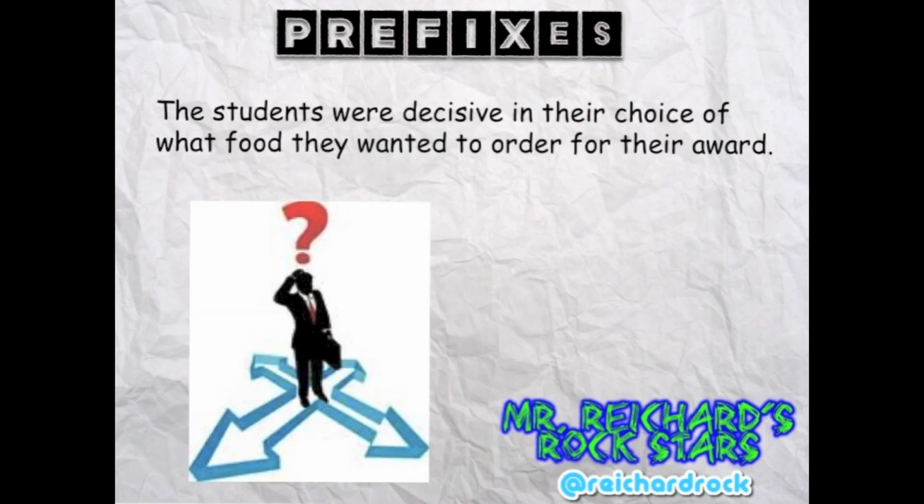Let's look at another prefix you're going to be focusing on today. The students were decisive in their choice of what food they wanted to order for their award. Okay, the students were decisive in their choice of what food they wanted to order for the reward. Maybe we're talking about March Madness here, but nonetheless, okay, let's hone in on the word decisive. Now, first of all, let's think about what that word means before we go any further. What does decisive mean using context? Well, I kind of see the word decision in decisive, so it seems to me that decisive means they really, really knew what they wanted for their award.